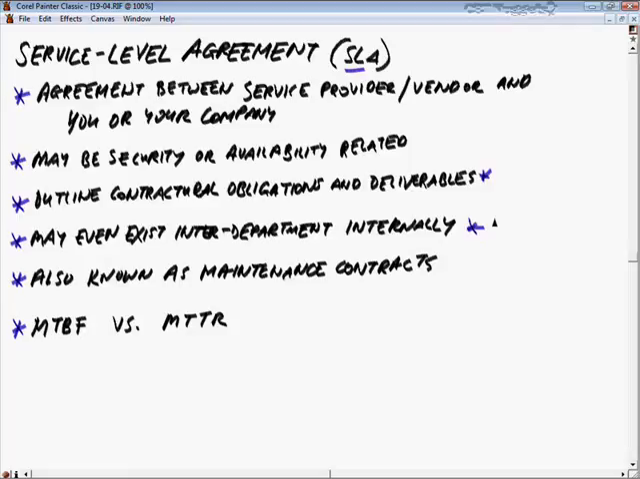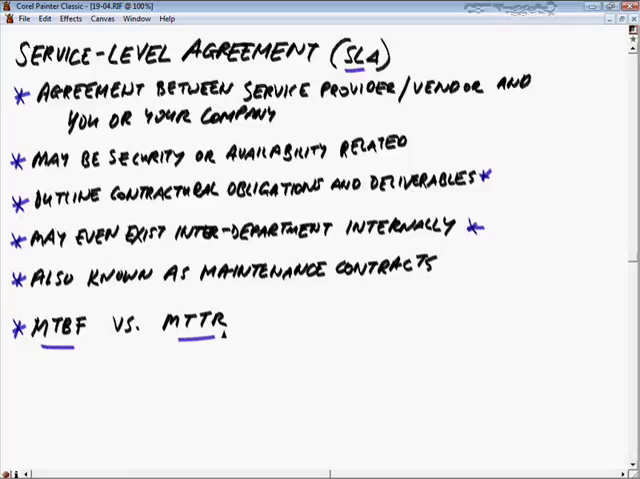Now, there are two key measures that are used in SLAs, MTBF and MTTR, and you'll be expected to know these for your Security Plus exam. The mean time between failure, MTBF, measures the anticipated incidence of failure for a system or a hardware component. This measurement determines the component's anticipated lifetime.